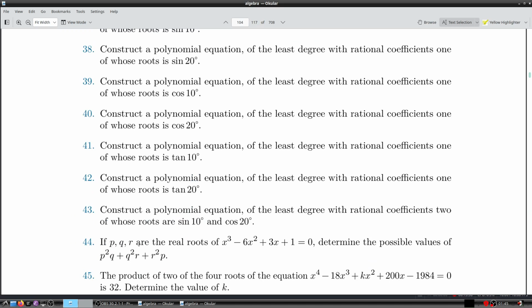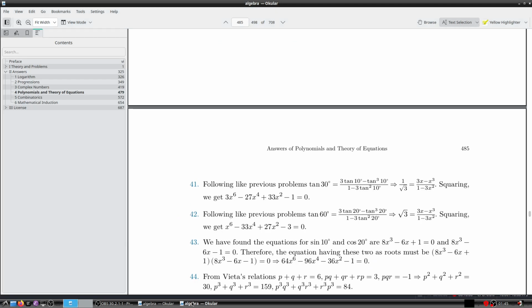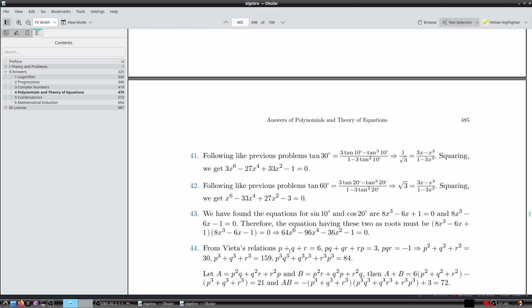44 says that if p, q, r are the real roots of x cube minus 6x square plus 3x plus 1, determine the possible values of p square q plus q square r plus r square p. So from Vieta's relationship, we have p plus q plus r is equal to 6, pq plus qr plus rp is equal to 3, and pqr is equal to minus 1. So p square plus q square plus r square would be 30, because it would be p plus q plus r whole square, 36, minus 2 into pq plus qr plus rp, that is 2 into 3, 6. So 36 minus 6 would be 30.